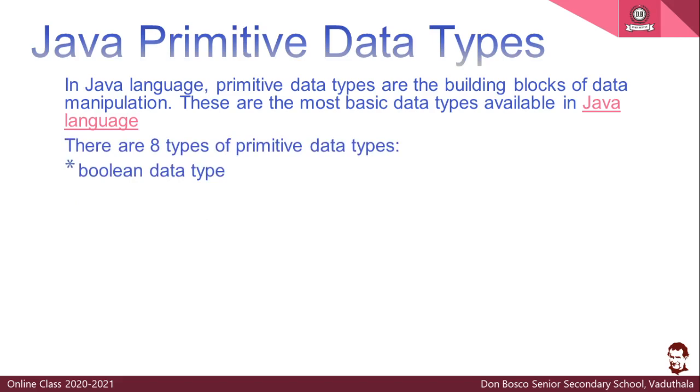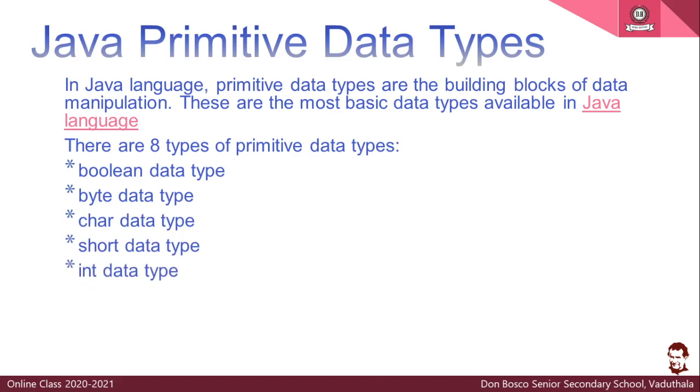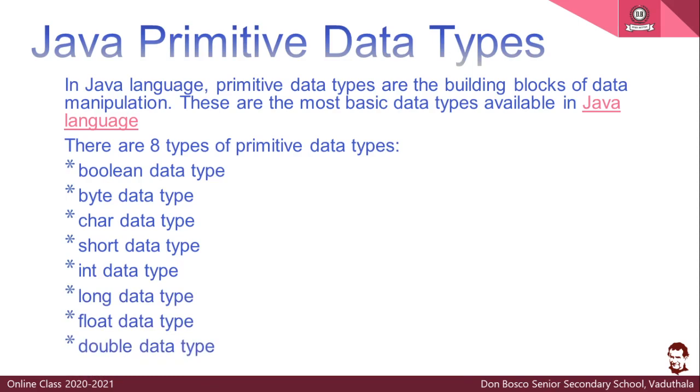Boolean, okay, that means true or false. Next one, which will be the next one? Byte. It will allocate only 1 byte. The next, character, 2 bytes. Then short, 2 bytes. Then int, 4 bytes. Long, 8 bytes. Float, 4 bytes. Double, 8 bytes. These are the 8 data types used inside Java as primitive data types.